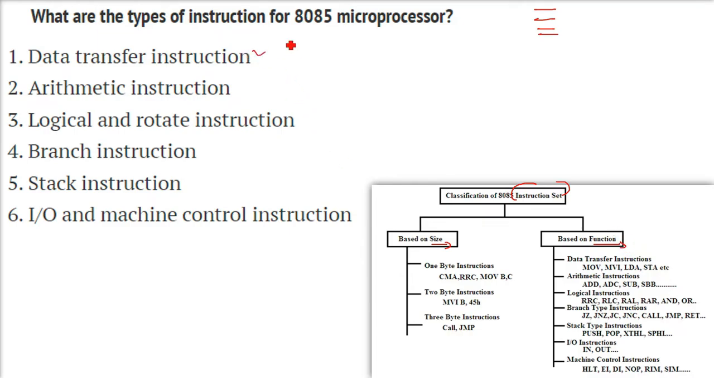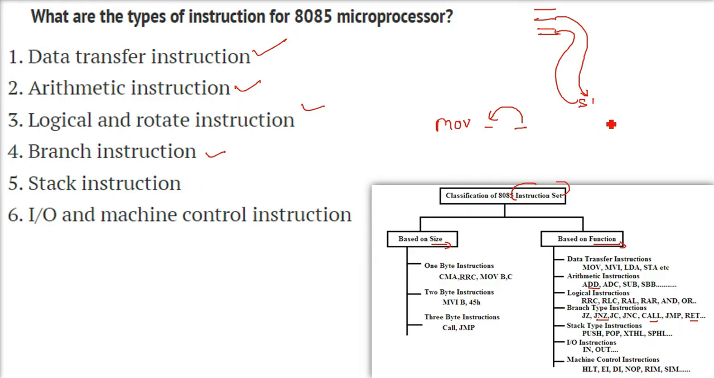For example, the first one is the data transfer instruction. If the instruction is MOV, the main task is to transfer the data from the source to the destination. Then comes the arithmetic instruction, that is, you want to add. Logical instructions, where you want to take AND or NOT, the complement. These are logical instructions. So you have arithmetic, logical, and rotate instructions. Then the branch instructions. Whenever we come across any program, you'll see jump not zero, call, then jump, then return. So these are the branch type instructions. And this jump, all of this is the branch instruction.